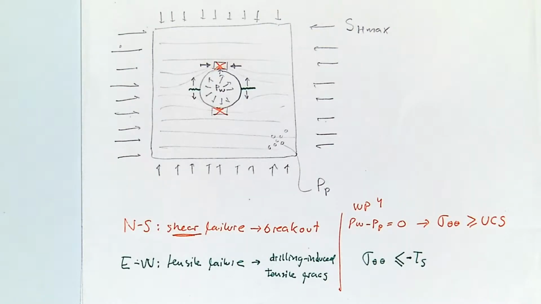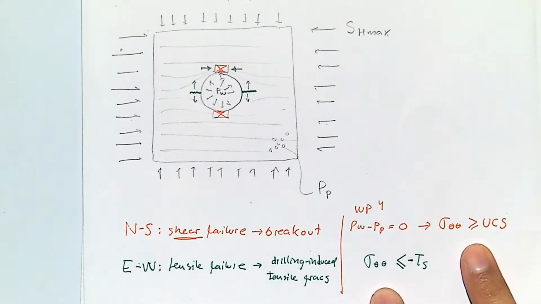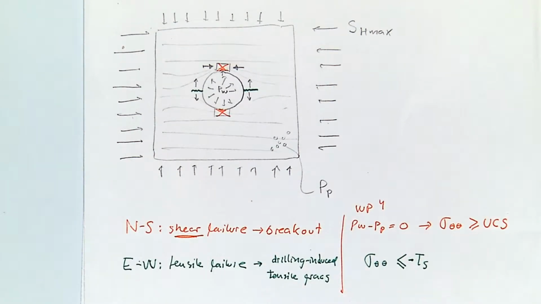Okay, so I can put it this way: the absolute value of the hoop stress must be greater than... No, you can't do that. It has to be negative. Usually, tensile strength will be reported as a positive value. That's why I added the negative sign there. So you cannot just do absolute value on both sides. No, because at some point you can have failure in compression, due to compression and shear failure.